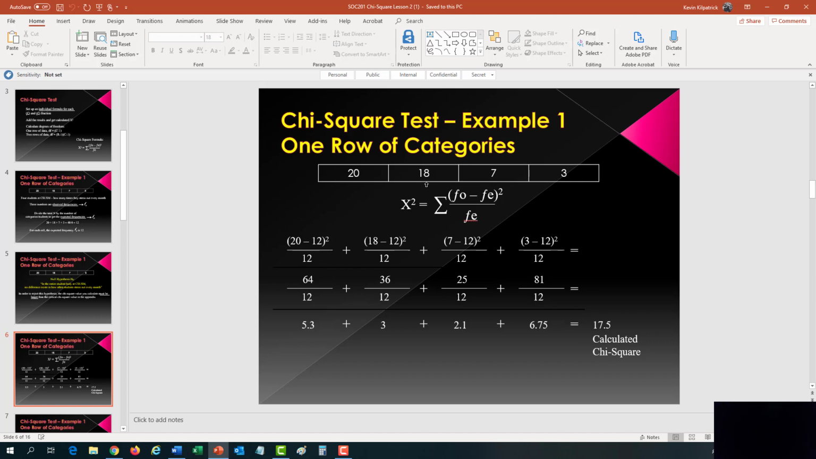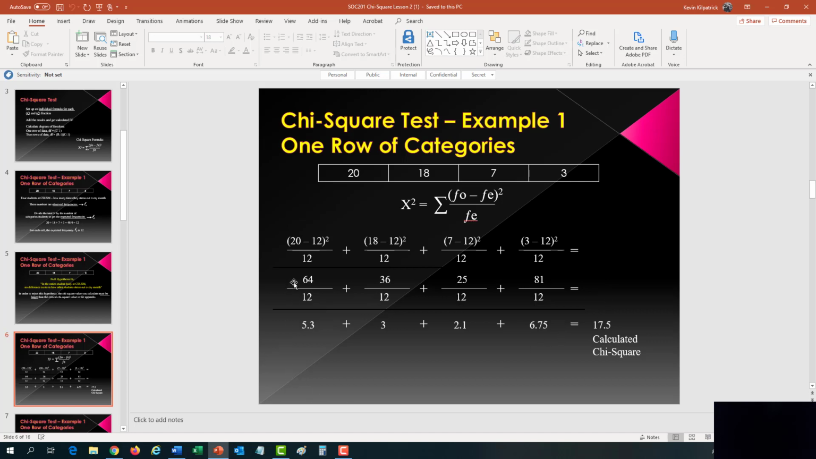For the second cell, or the second student, who stresses out 18 times, we're going to have this fraction. The observed frequency is 18 minus the expected, which is 12. We're going to square that result and divide that by the expected frequency. And you do the same thing for the last two numbers, 7 and 3. Okay, so I have this row, and the next row, I'm just doing the math.